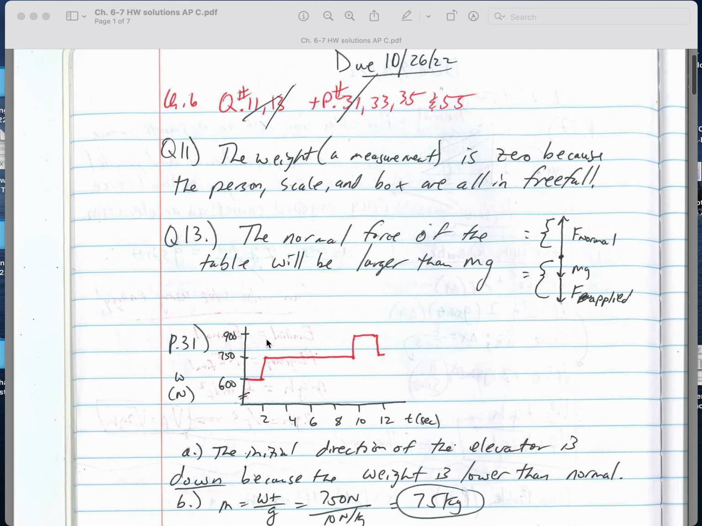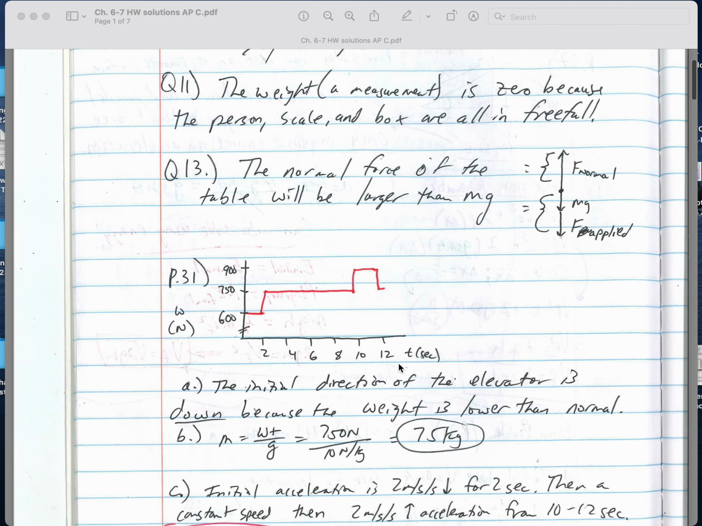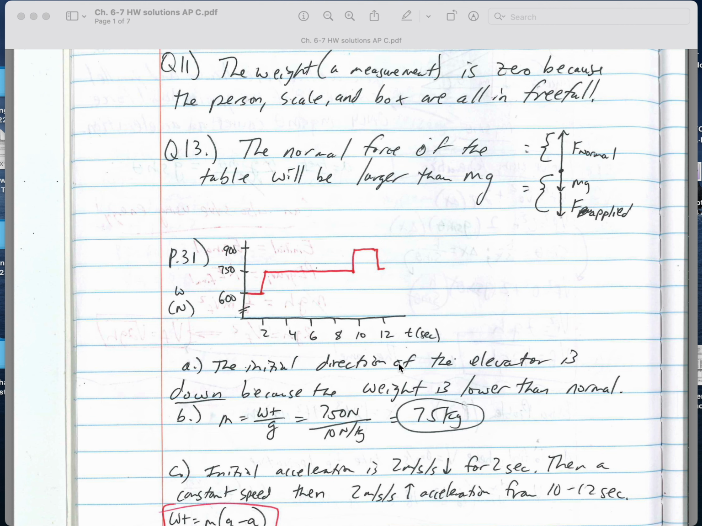These are problems with Chapter 6. This is a force diagram of the weight of a person on an elevator. They start on the 50th floor, and you need to find out whether they go down or up first. So they're going to go down because it looks at this long period of time, which seems like it would be a constant velocity. They have a 750 Newton weight. So in part B, if I use 10 newtons per kilogram, that gets me that they have a mass of 75 kilograms.